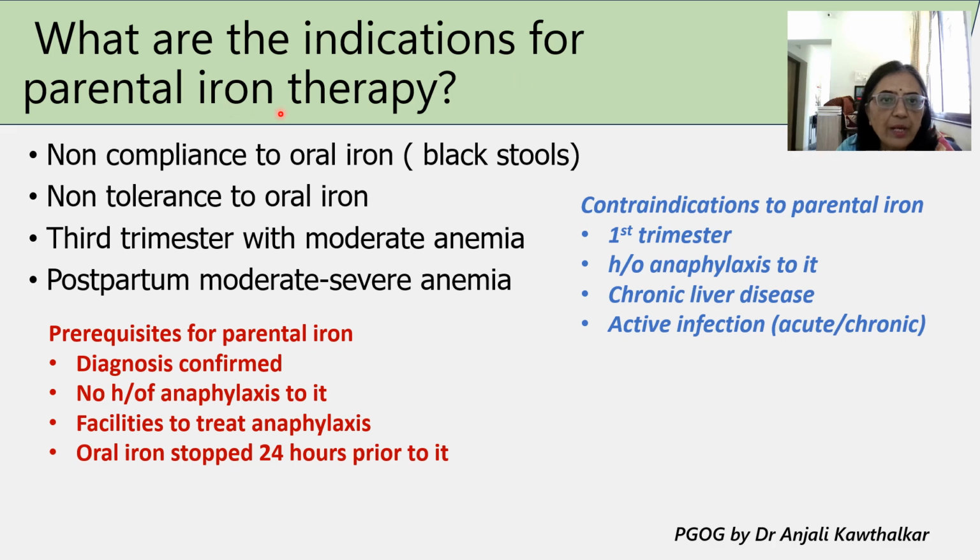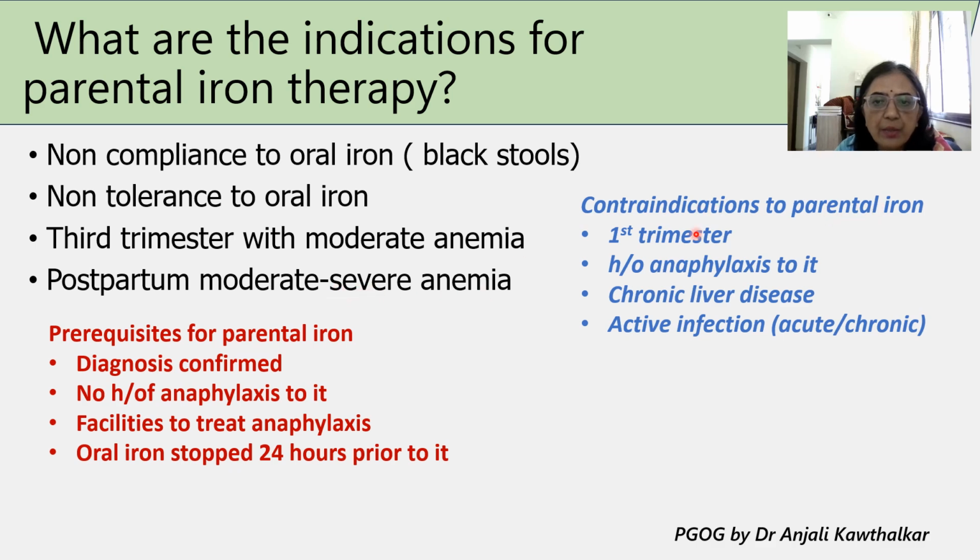What are the indications for parenteral iron therapy is the most commonly asked question. Non-compliance, non-tolerance to oral iron. How do you see whether the patient is compliant? You ask the color of the stools. Black stool indicates compliance, and normal colored stools indicate non-compliance. So whether the patient is giving history correctly or not can be cross-checked in this way. If it is a third trimester with moderate anemia, then parenteral iron therapy should be given. Postpartum moderate to severe anemia and compensated case, we can go for parenteral iron therapy.